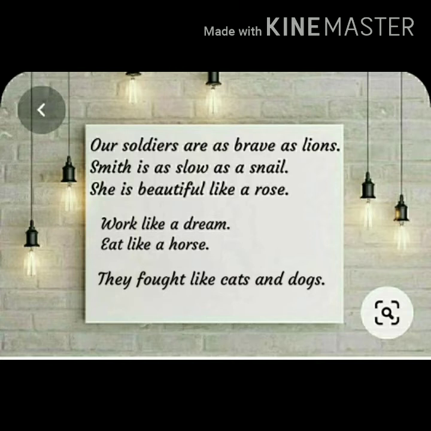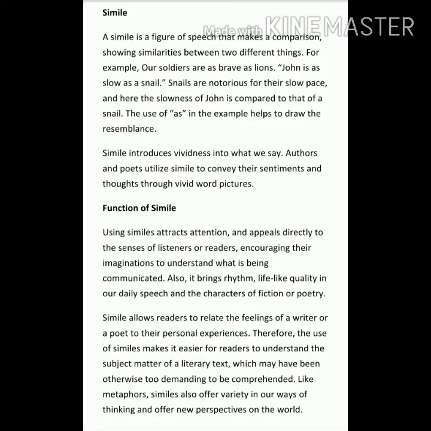Okay, simile introduces vividness into what we say. So authors and poets use simile to convey their sentiments, their emotions and thoughts through vivid word pictures. And of course, similes add beauty to the writing, they add beauty to our speech, and it makes the poetry or it makes a song beautiful.